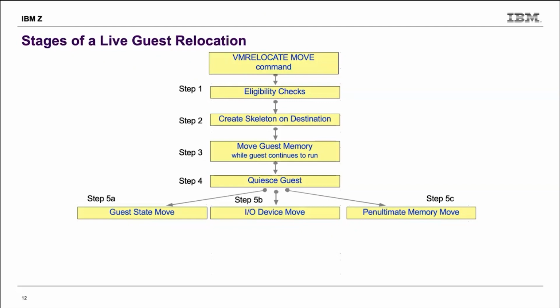Step 5B is the IO device move stage. This can be a quick process or it could be a long process. It really depends on how many and what type of IO devices the guest has. Essentially, this step gets our IO in order. The most important thing here is that we need to make sure all of the IO on the source side is done before we start running on the destination member.